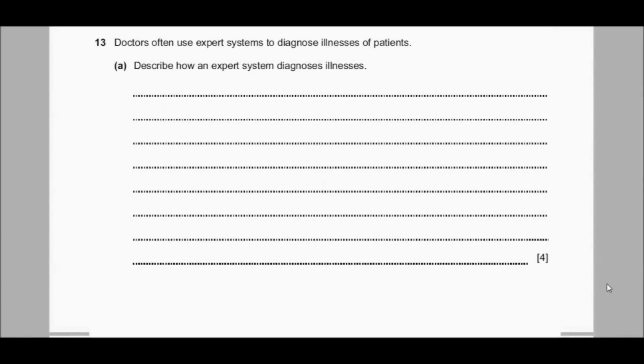Question 13. Doctors often use expert system to diagnose illnesses of patients. Describe how an expert system diagnoses illnesses. Now, be specific to mention each thing in a chronological order so the examiner understands exactly what you're talking about. So take the space on the left of the paper to think about how you might order your answer and then answer it. It's worth 4 marks, but in a question like this, you should take probably about 10 minutes to structure your answer and answer the question properly. So pause the video and answer the question.